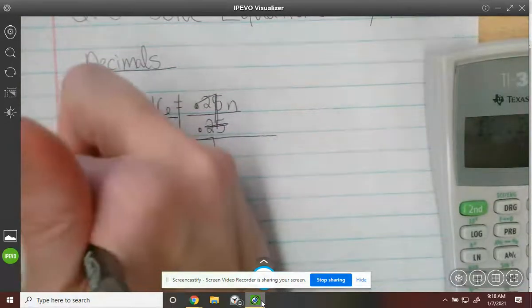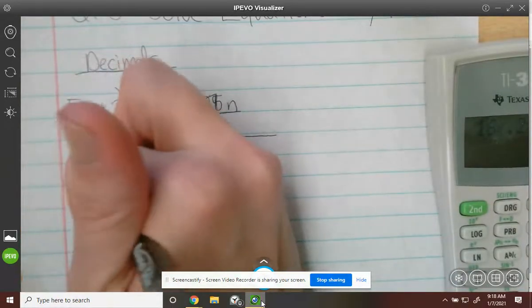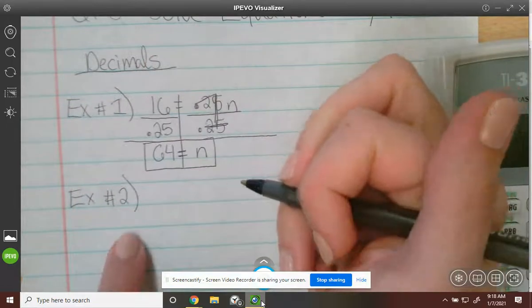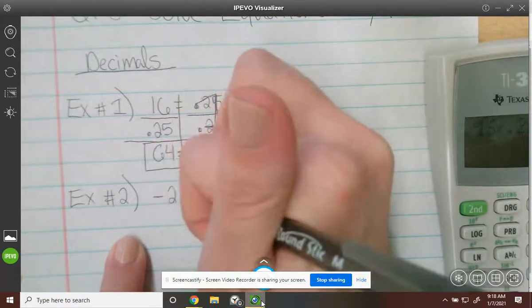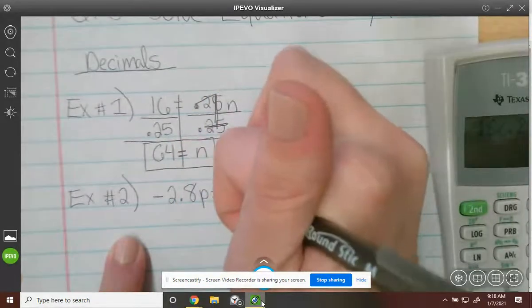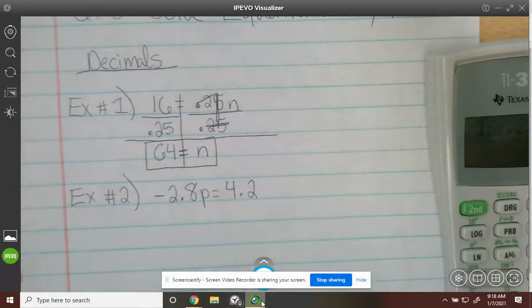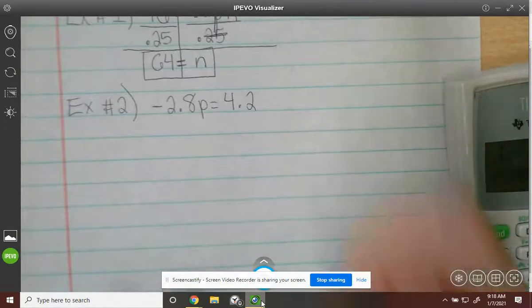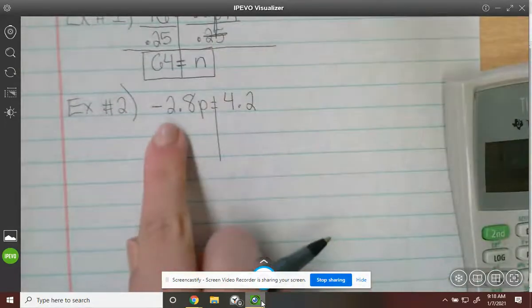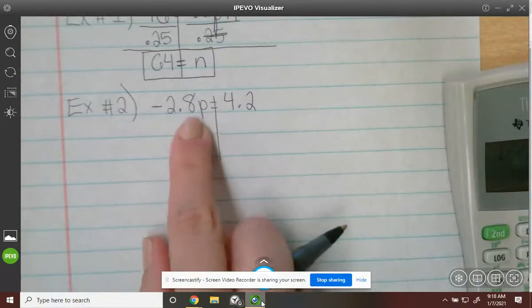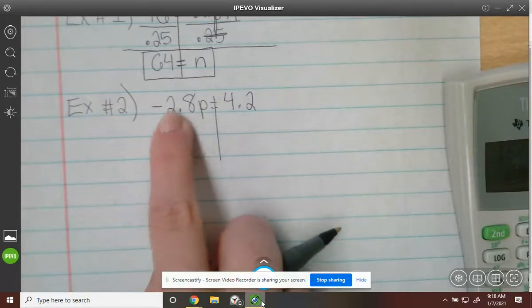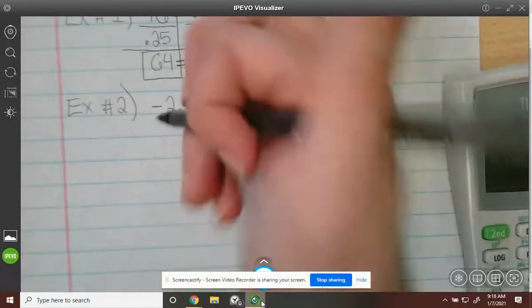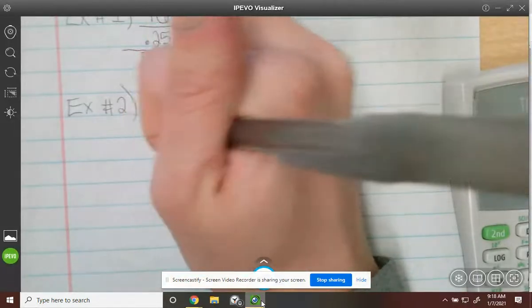All right, let's do another one. Negative 2.8p equals 4.2. So once again, how is this attached? Well, it's attached through multiplication. Even though there is a minus sign, it's not in between the two. So it's still attached through multiplication, so I'm going to undo it through division.